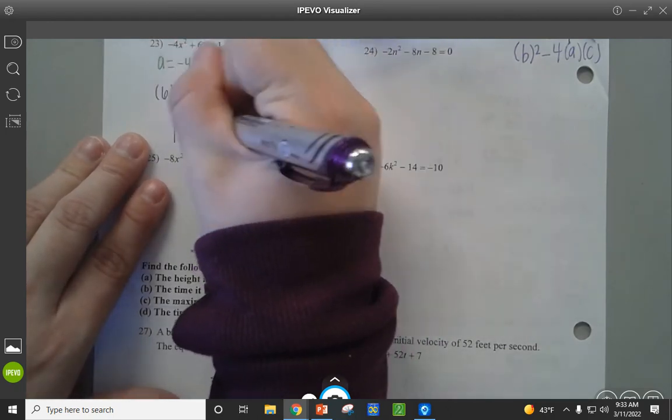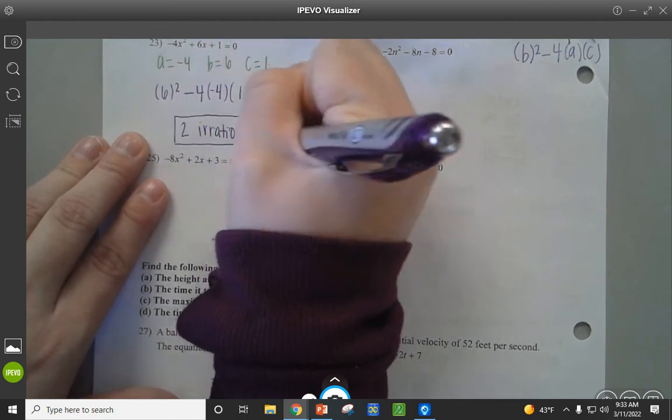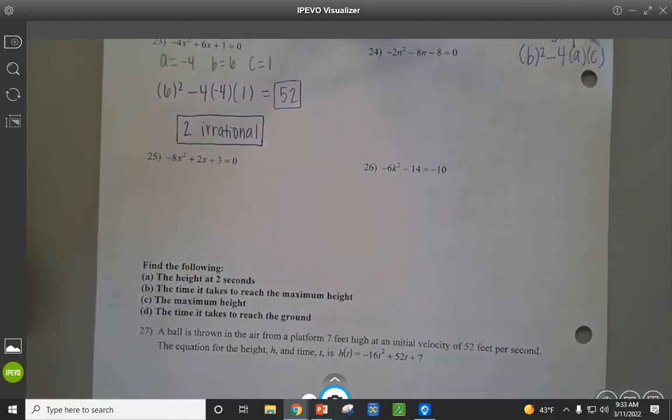So it's irrational if it's above 0 and can't fit into a perfect square? Yeah.